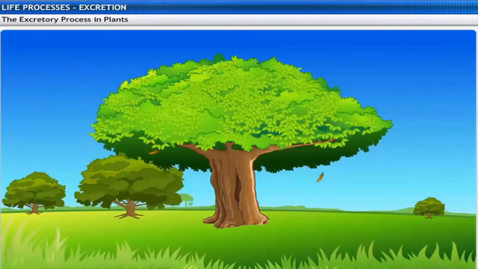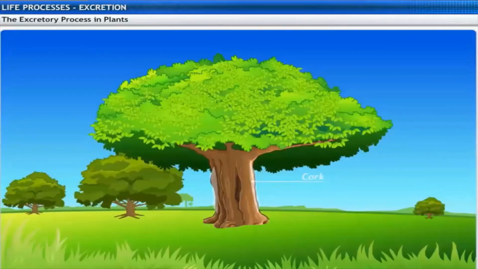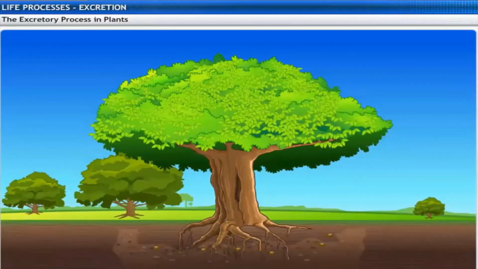Waste products may be stored in leaves that fall off. They may also be stored as raisins and gum, especially in old xylem. Other wastes include dead plant tissues like cork. Plants also excrete some waste substances into the soil around them.